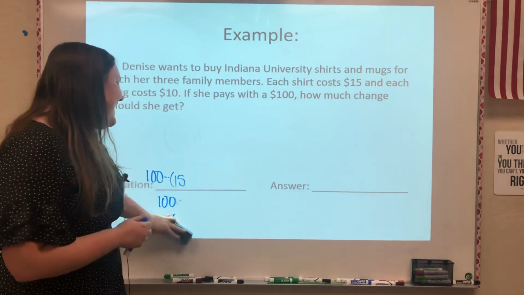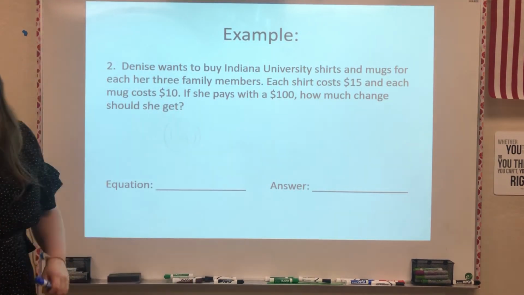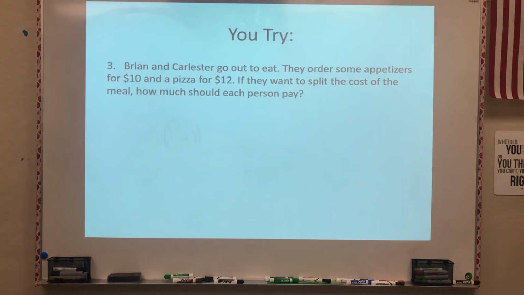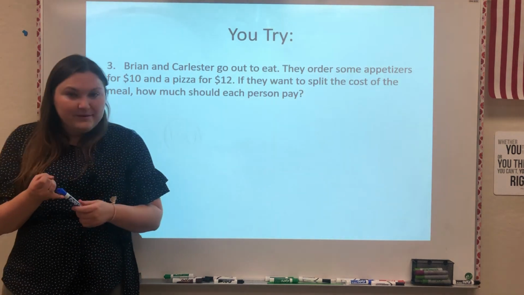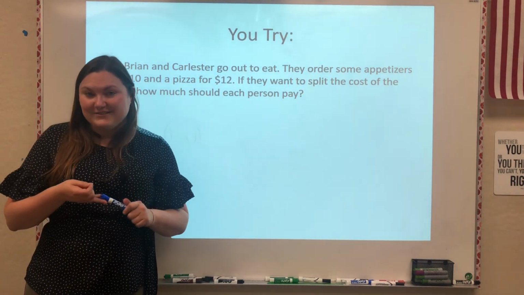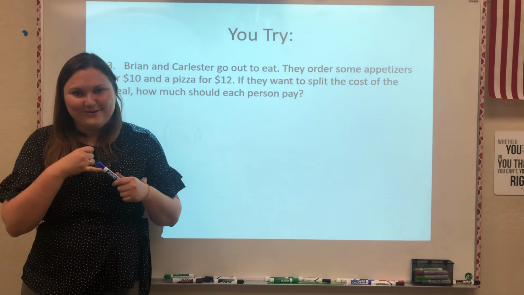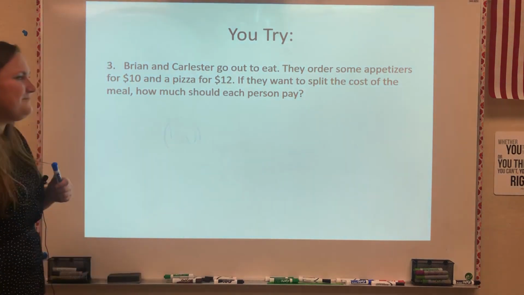There is one last word problem. This one is all you. This one here says Brian and Carlister go out to eat. They order some appetizers for $10 and a pizza for $12. If they want to split the cost of the meal, how much should each person pay? Go ahead, write an equation like we were doing before and find the answer to this question. I'm looking for an equation and an answer.